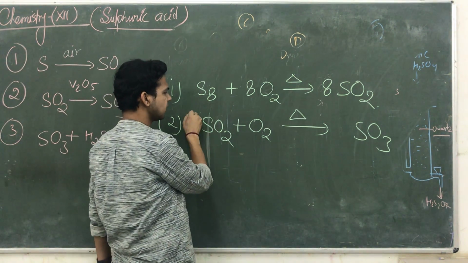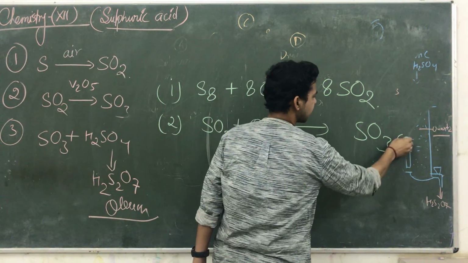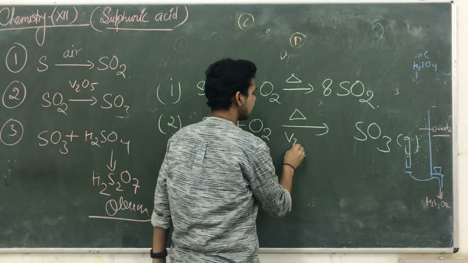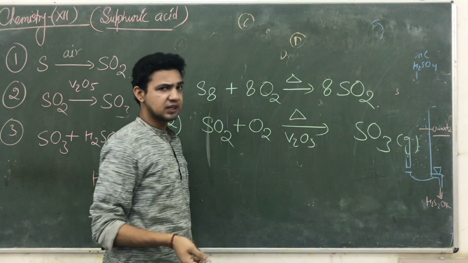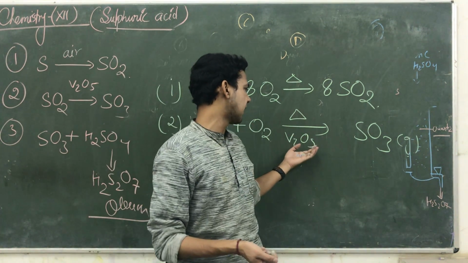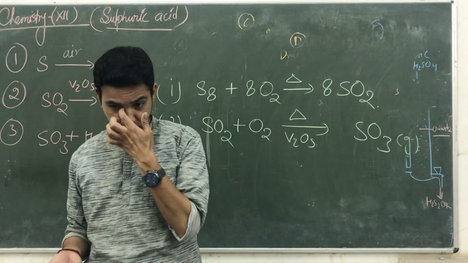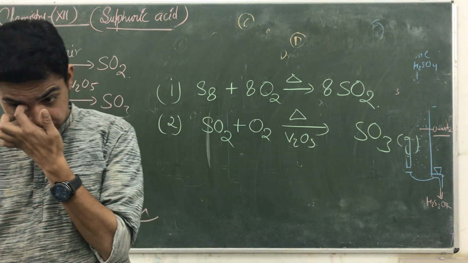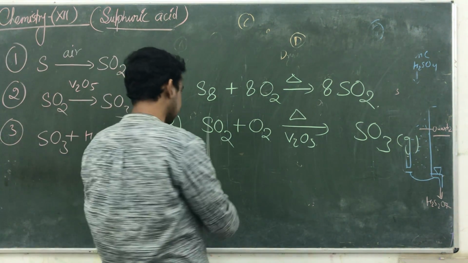So here the sulfur dioxide is converted into sulfur trioxide, but we are taking V2O5. Generally, we can also take platinum. That reaction also takes place on platinum in the case of sulfur trioxide. But generally, why are we not taking platinum here?